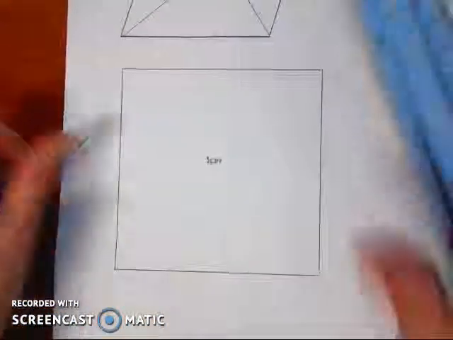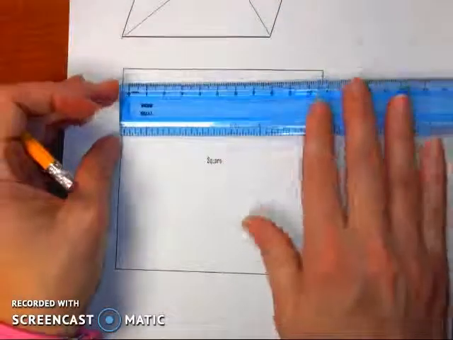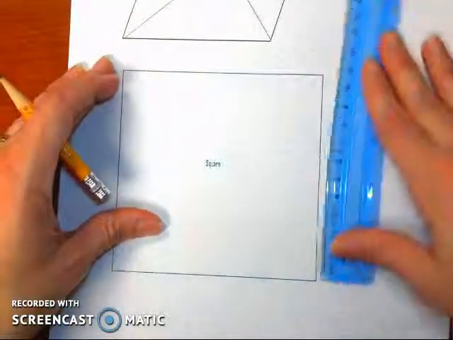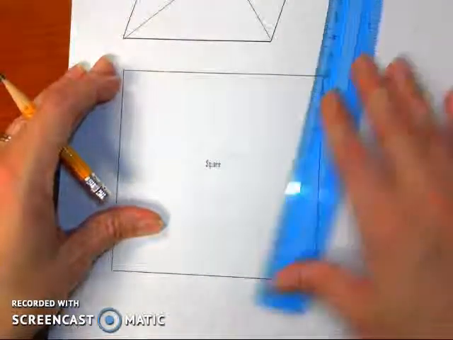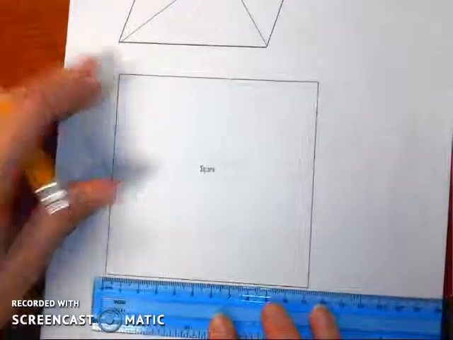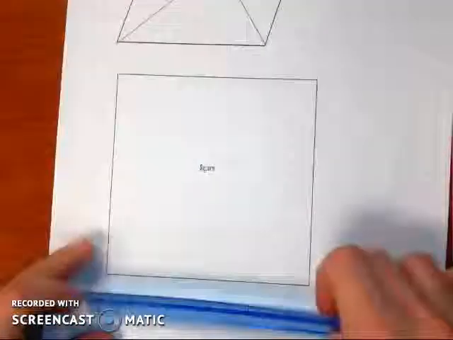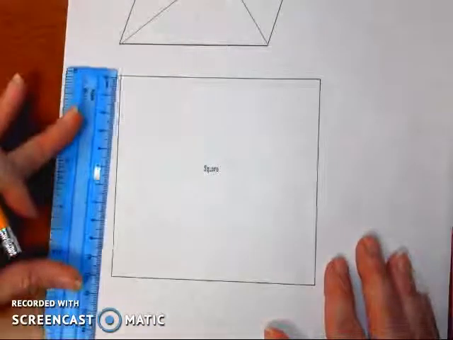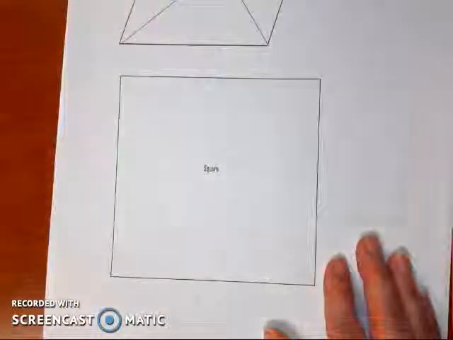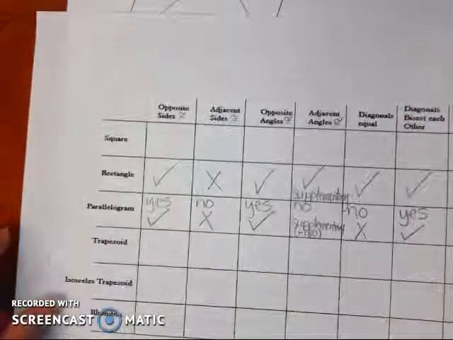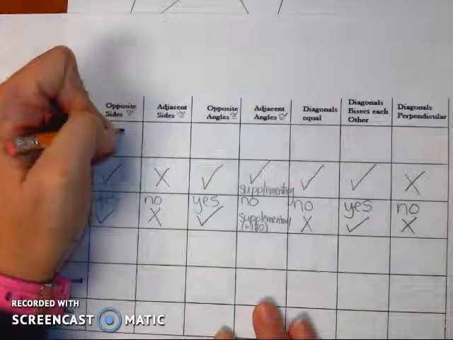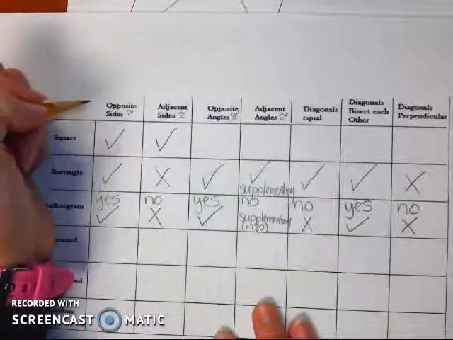Okay, so here's our square. I want to check the side lengths. I'm going to measure all 4 sides. I get 11.1, 11.1, 11.1, and 11.1. So as far as my sides go, my opposite sides were congruent. My adjacent sides were congruent.